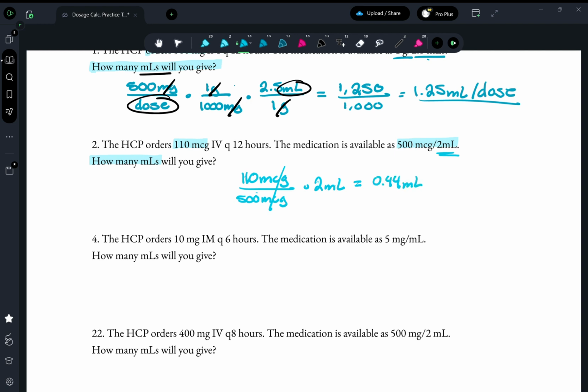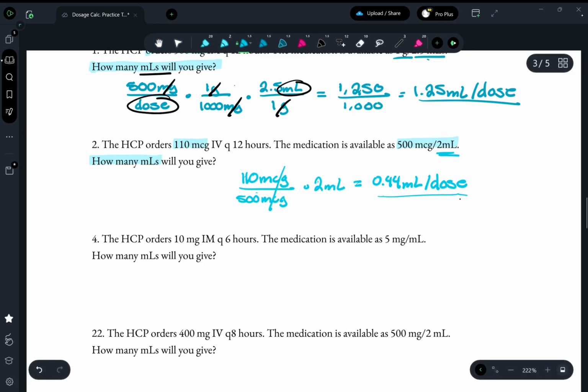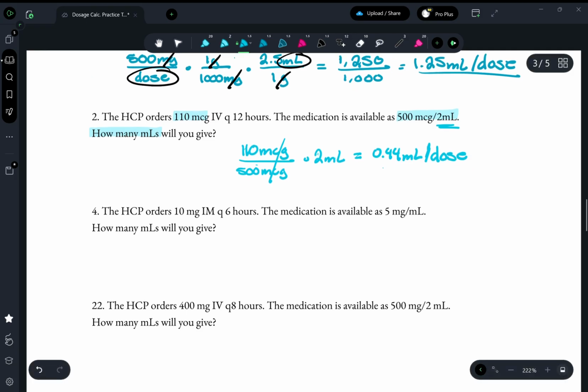0.44 mLs per dose. If this was a pill, that would be a horrible order, because how are you going to get 0.44 of a pill? You can cut a pill in half pretty easy. You can even get it into a quarter if you really have to. But when it comes to liquid measurements, you can do 0.44 no problem, so that's an acceptable number.